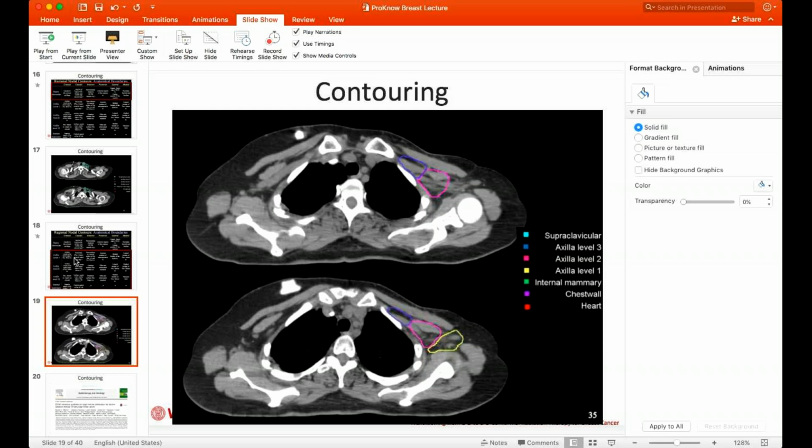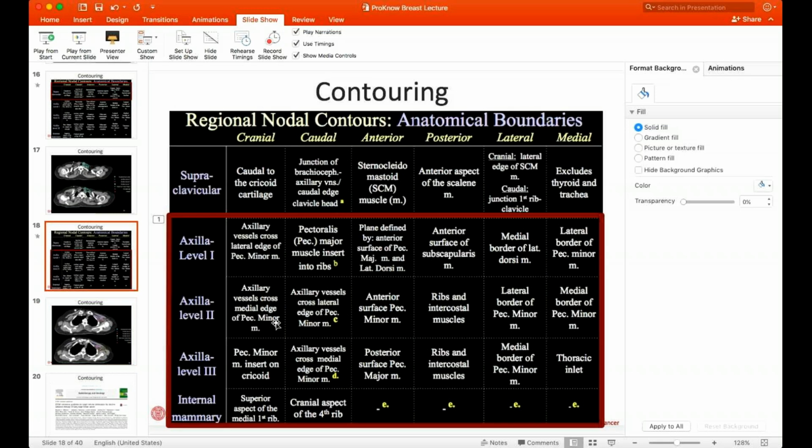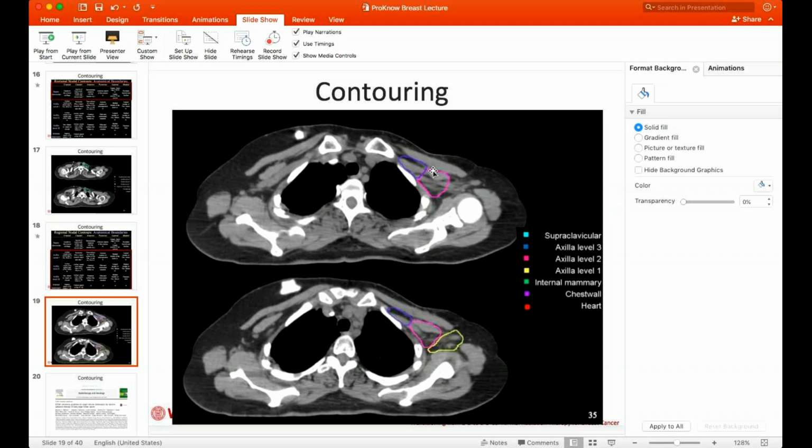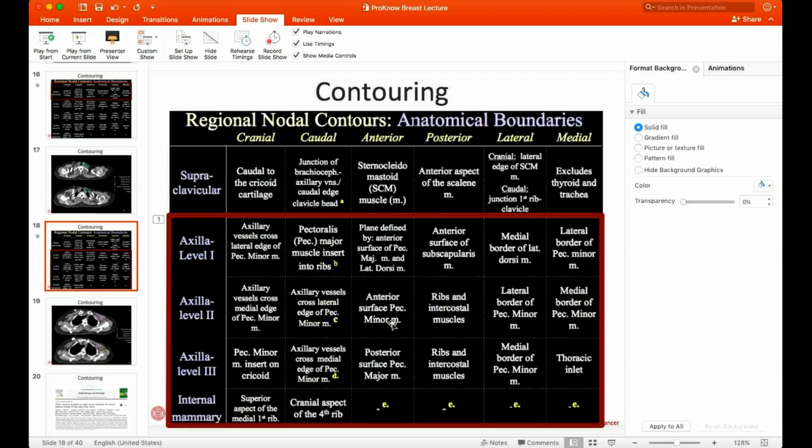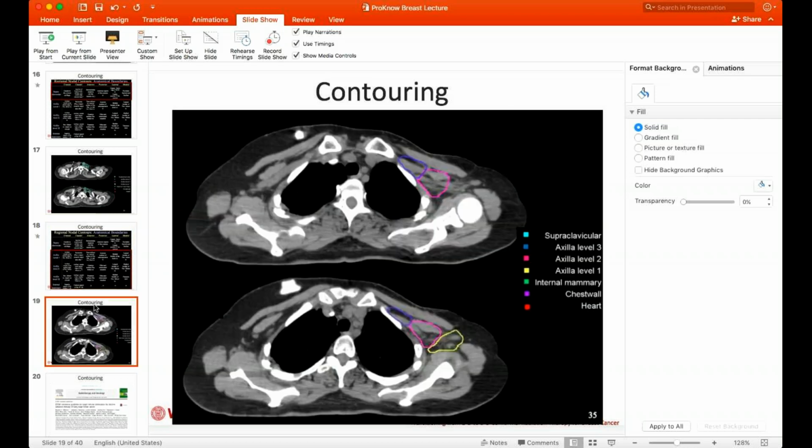When it comes to axillary level 2 contour, that begins when the axillary vessels have crossed the medial edge of the pectoralis minor muscle. So you can see here, there's crossing of the axillary vessels. So already this is axillary level 2. The anterior border of the axillary level 2 is the anterior surface of the pec minor. So as you can see here, you're including all of this.